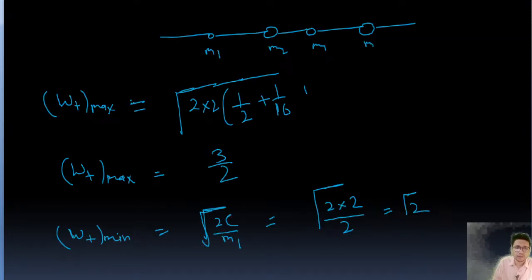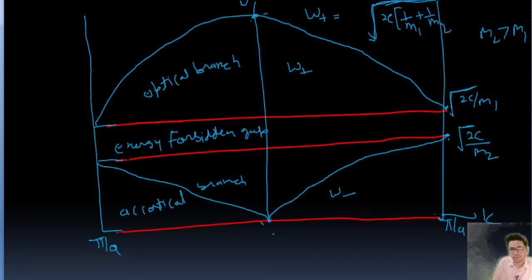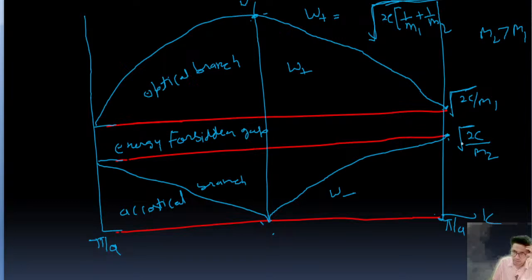Similarly, we can get it for the acoustical branch. For the acoustical branch, the frequency is denoted by omega minus. So these frequencies you also need to know. Frequencies in the acoustical branch are denoted by omega minus, and here omega plus. So omega minus maximum is this one.